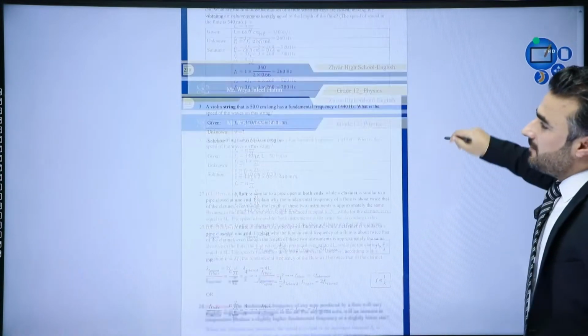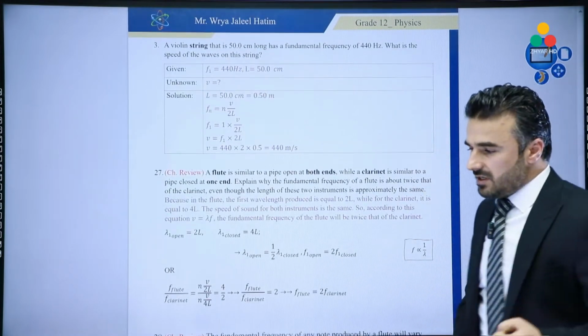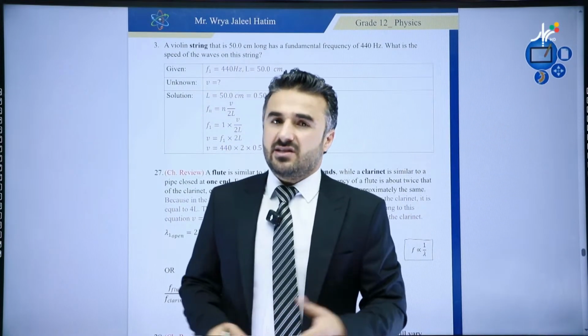Okay, moving on to the next question. It says, a violin is a string here. So remember, whenever the instrument has a string, that is very easy.